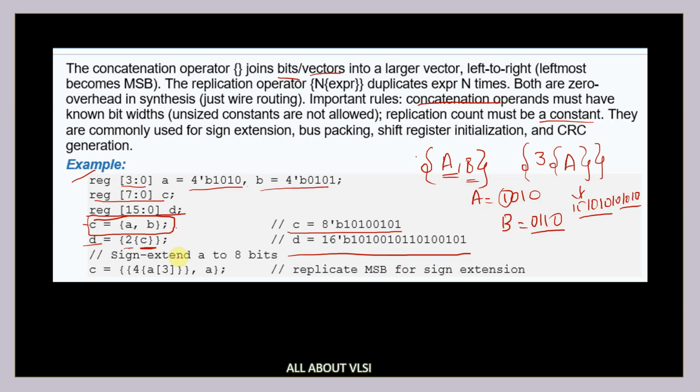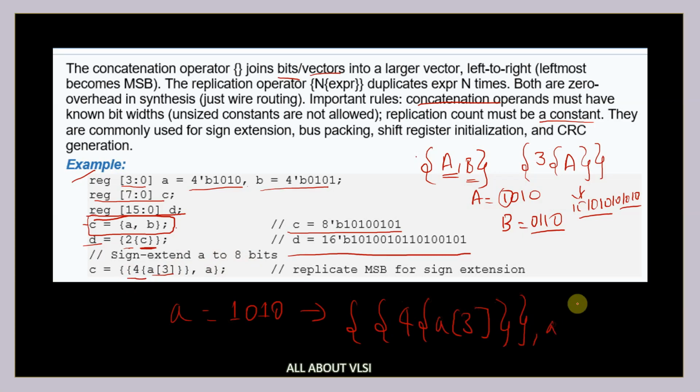And I can also sign-extend A to 8 bits. How am I going to extend it? Basically, I write {4{A[3]}, A}. The value of A is 1010. A[3] is my MSB, that is 1. So this 1 will be replicated 4 times, 1, 2, 3, 4, and then the A value will be appended, that is 1010. This is how a replication operator is also used for sign extension.